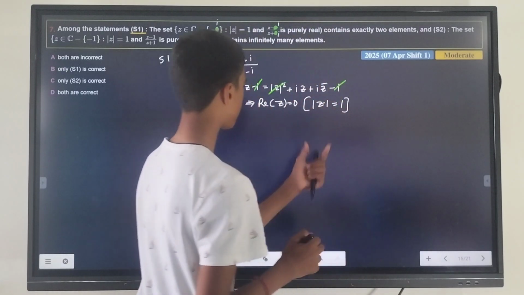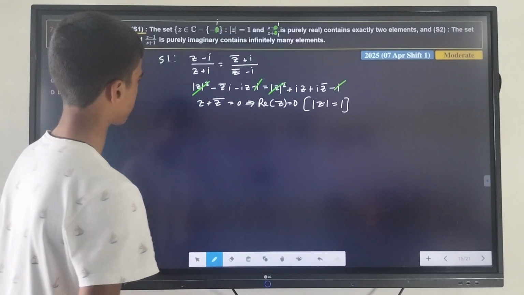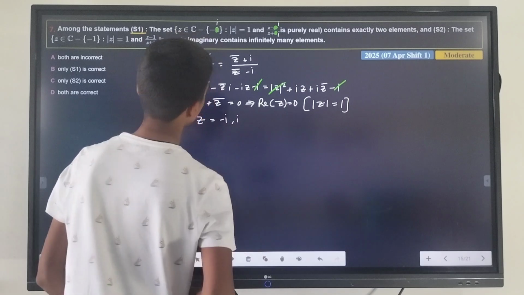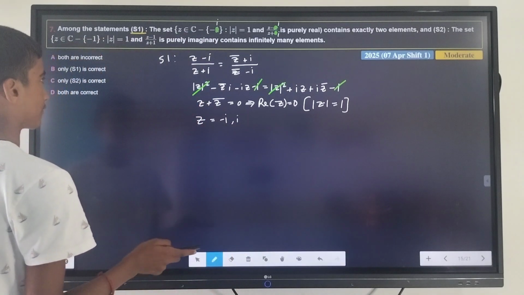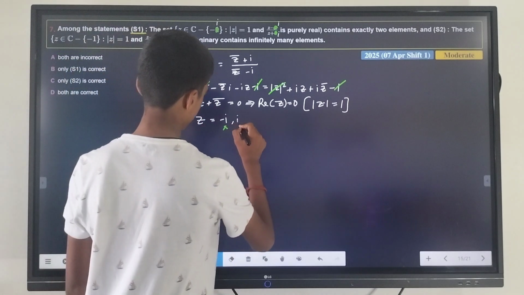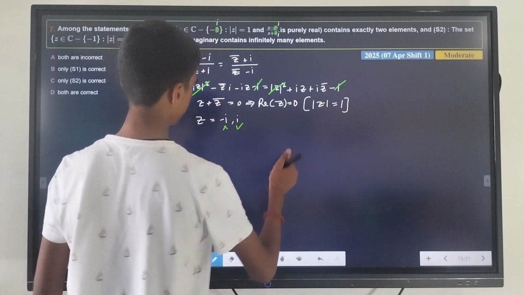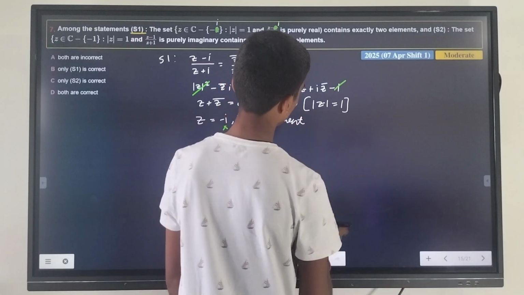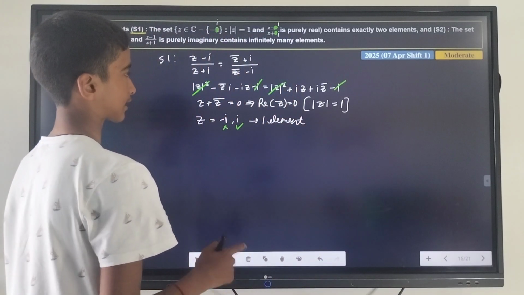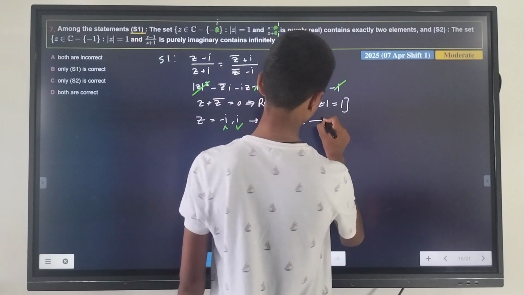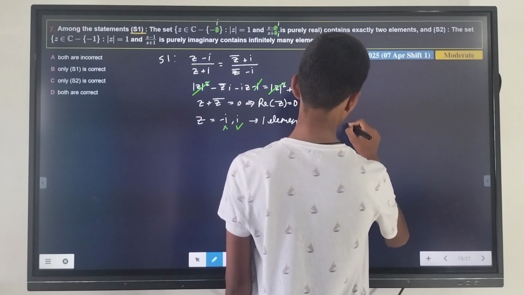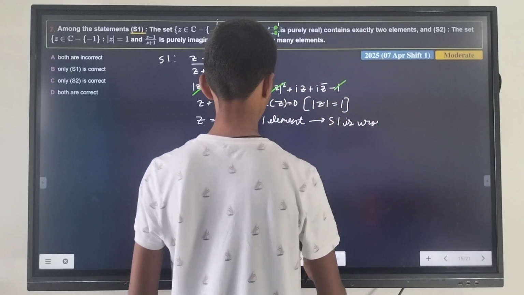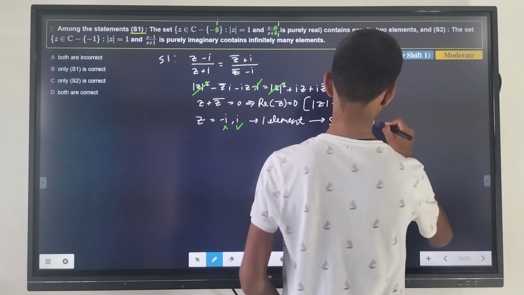So for mod of z to be equal to 1 and real part of z to be equal to 0, our z can be minus iota and iota. But in the question, we have excluded minus iota and accepted iota. So here we have only one element. But the question says we have exactly two elements. So from here, S1 is wrong.